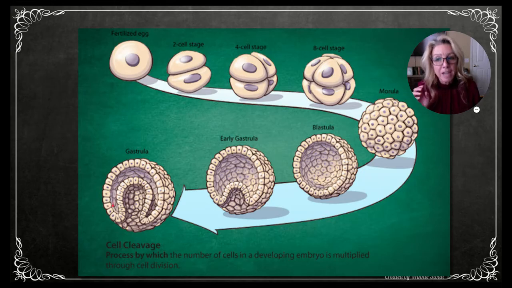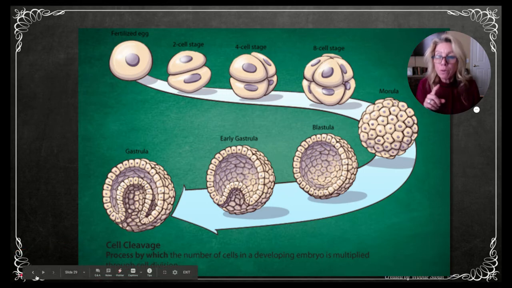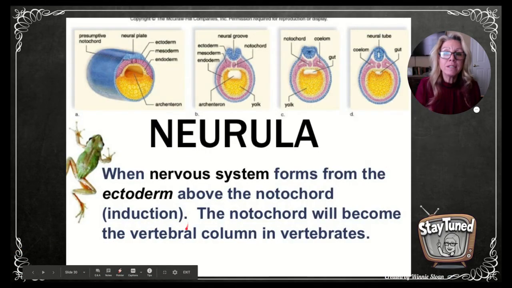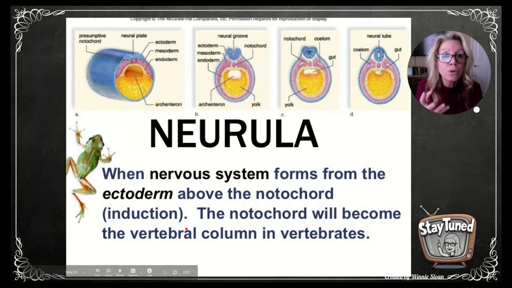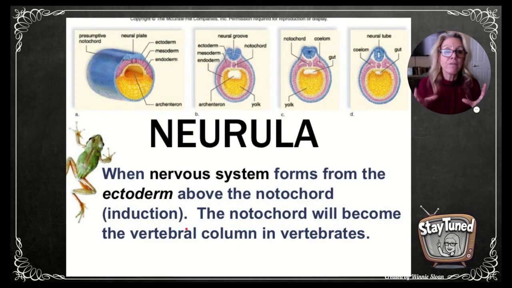Initially, you have just an ectoderm and an endoderm. The blastocoel goes bye-bye. Your new cavity inside of here is called your archenteron, and the opening is called the blastopore, which is what you're sitting on right now, your anus. So now we're going into the next stage, which is the neurula. The neurula is the organ level of development.